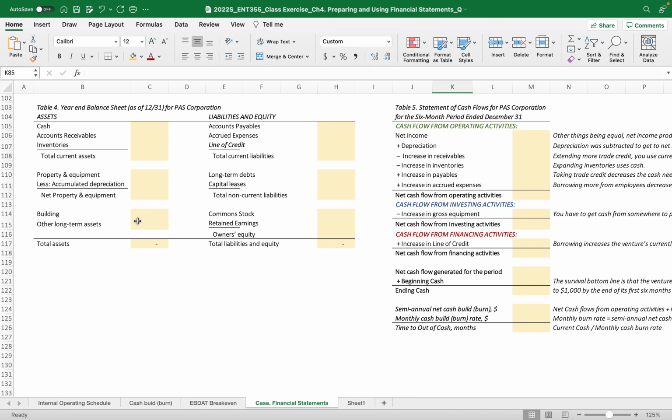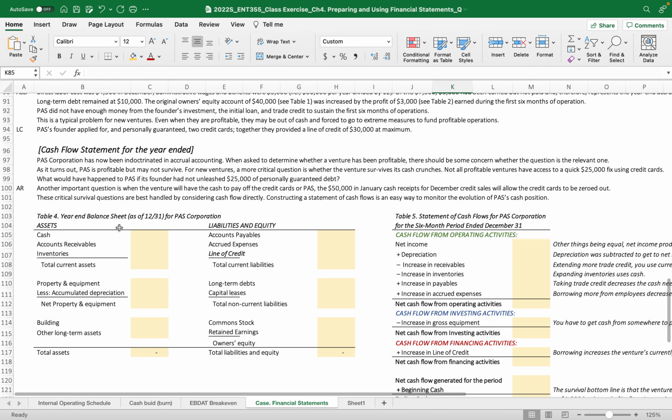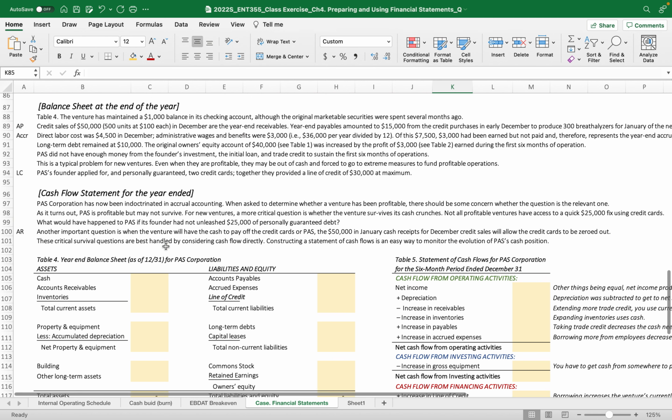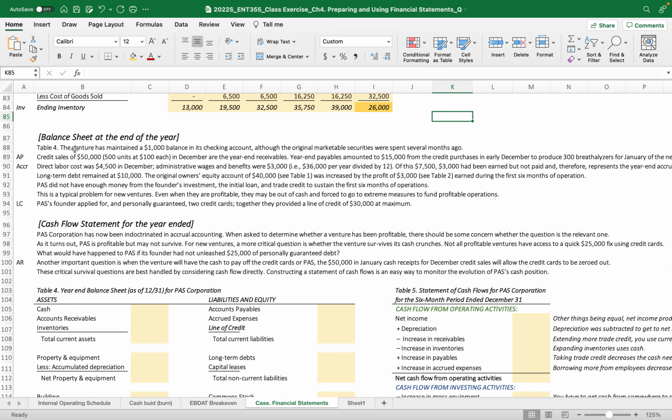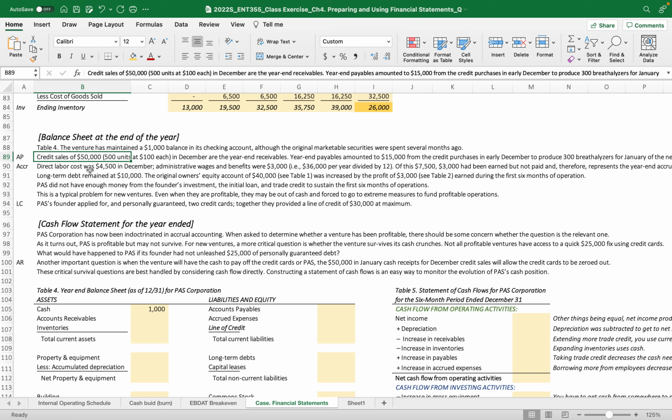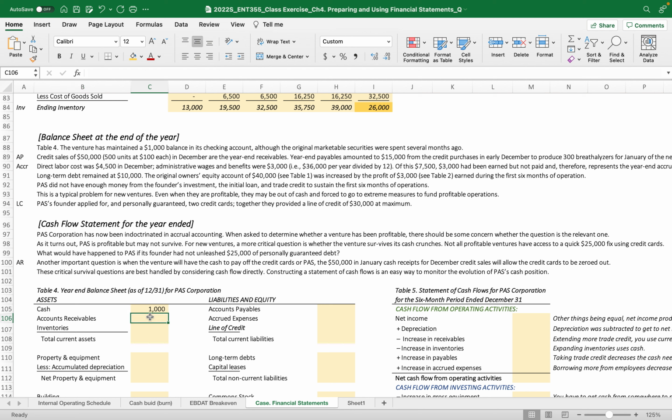Okay, let's go. Here, the financial statement, the balance sheet, we are given that information. Venture has maintained a $1,000 balance in the checking account. So just simply 1,000. Accounts receivable, the credit sales, the 50,000 in December are the year-end receivable. Okay, also given, the 50,000.